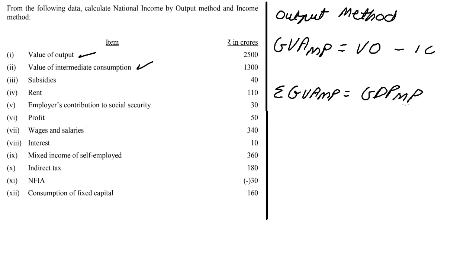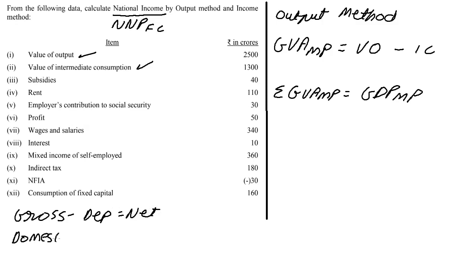Okay, and once you are here, then you're in a position to reach national income, because national income is nothing but NNP at FC. Okay, and some basic formulae which you should always keep in mind, and I'm going to quickly write them down here. Gross minus depreciation gives you net. Okay, domestic plus NFIA, net factor income from abroad.